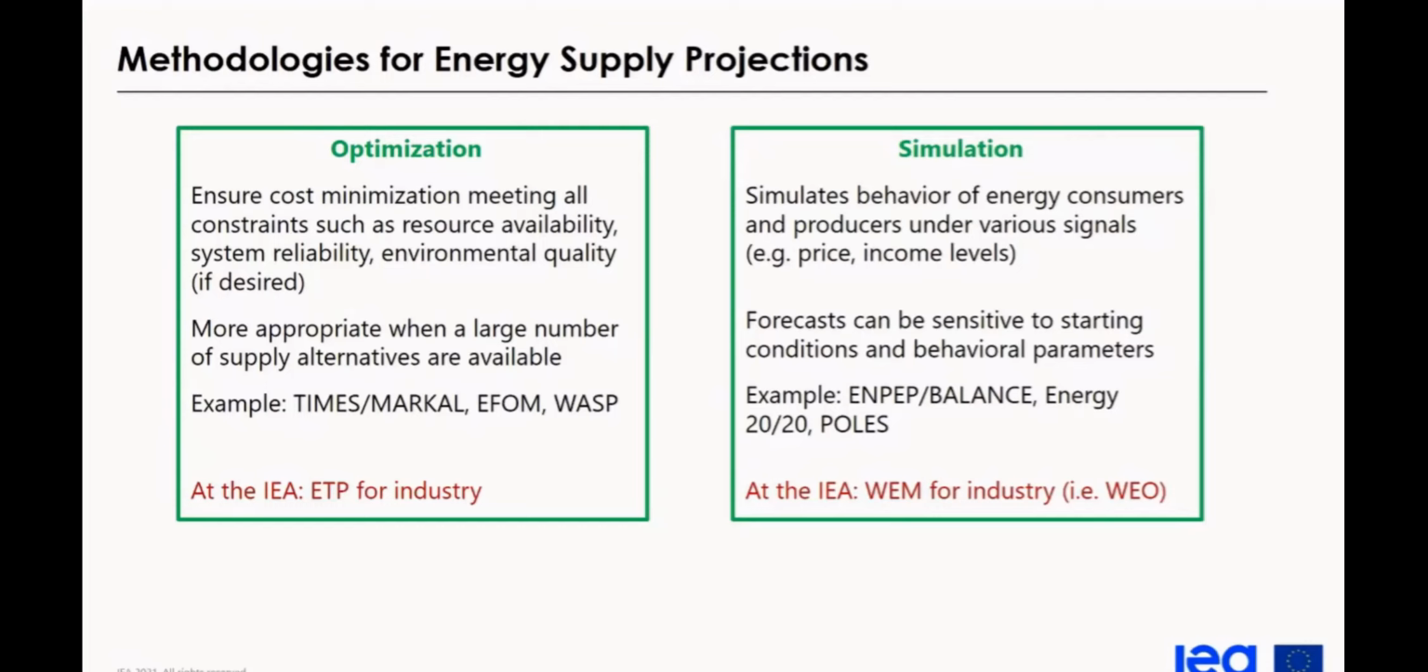For example, we will take one signal, the price of the oil barrel, and see, depending on the price, how much oil consumers will ask for and how much oil producers would be able to bring to the market. And then you do iterations to find an equilibrium between consumption and production.